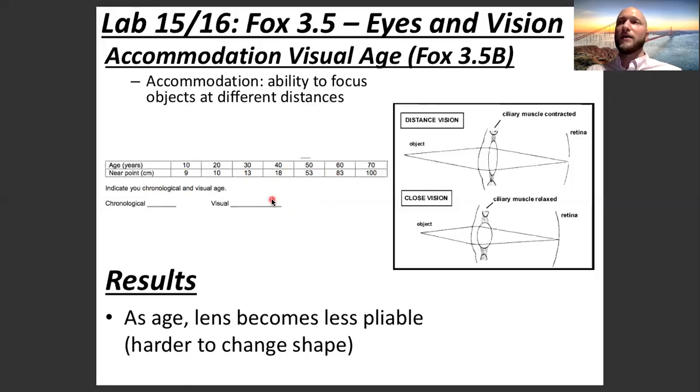Let's say Julie is 20 years old, but her near point is 18 centimeters. Her visual age is 40, because 18 centimeters correlates with an average age of 40, even though her chronologic age is 20. Julie's 20 years old chronologically, but her near point's 18. Her eyes are as pliable as a 40-year-old's.